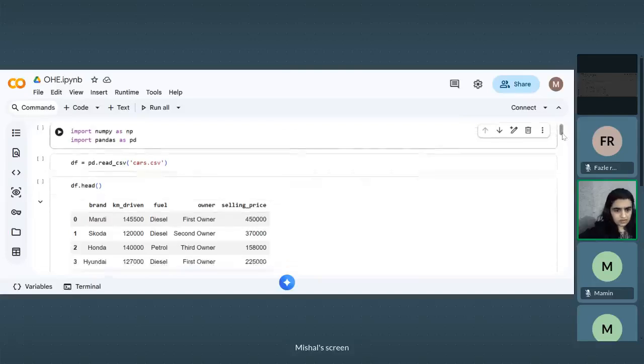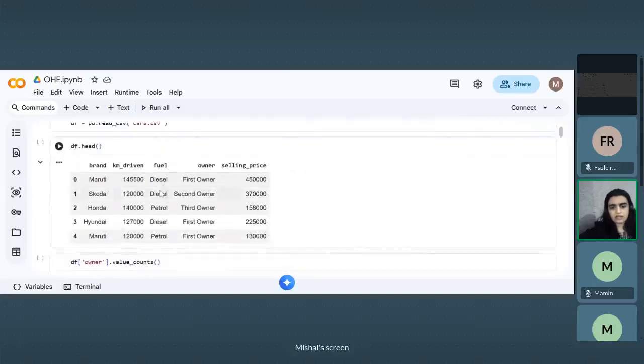Now let's have a look at this dataset. We have this cars dataset. We have the brand, then the kilometers driven, the fuel, owner, and selling price. So selling price is a numerical column, and kilometers driven is a numerical column. The other three are categorical in nature, so our model won't be able to understand them. Then we need to decide which ones are nominal and which ones are ordinal in nature.